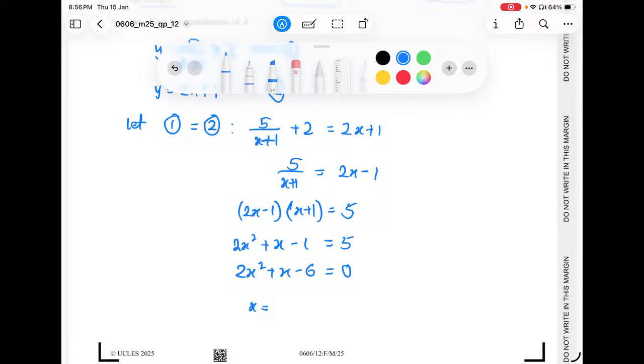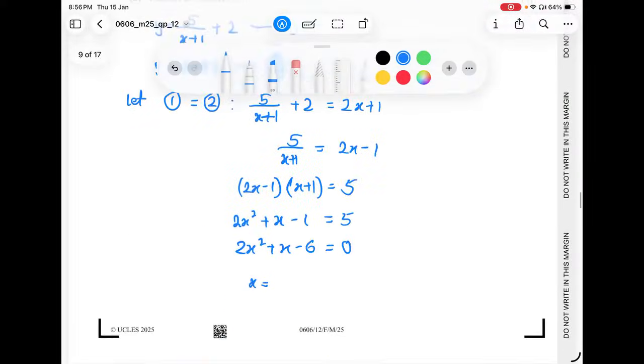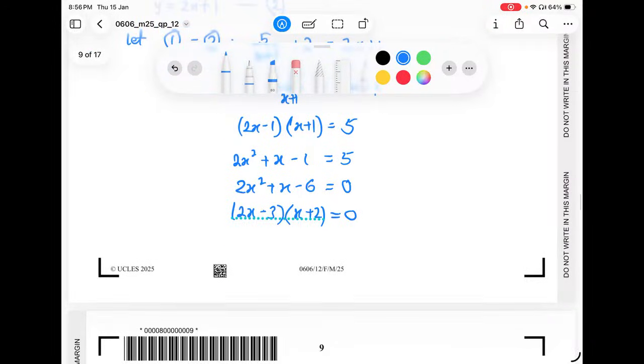So now the x value should be, so 1, negative 6. Here you just need to write the completed form. It should be (2x minus 3)(x plus 2). So when you do that, you get this as your factorized form. And now the answer for x is either 3 by 2 or negative 2.